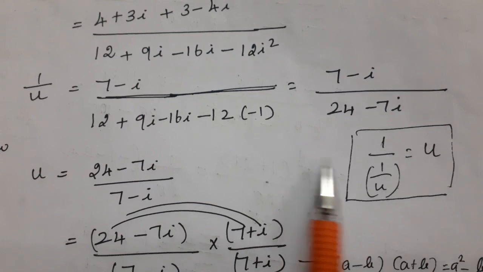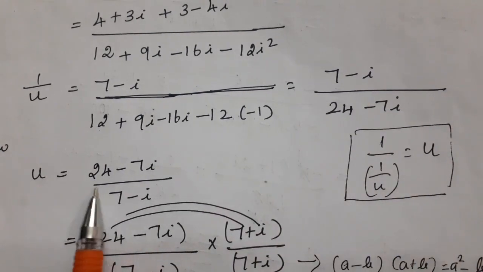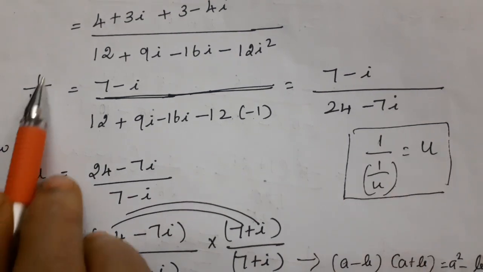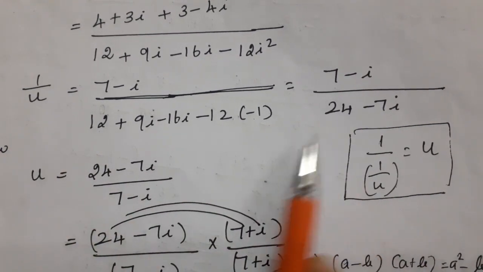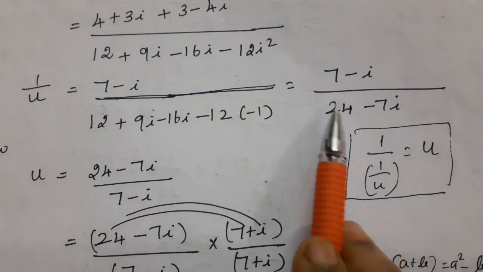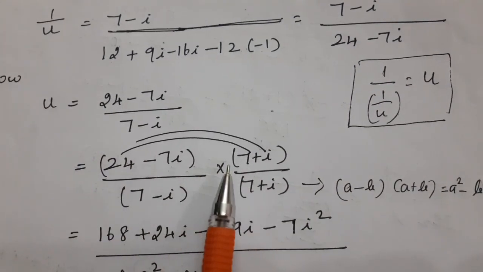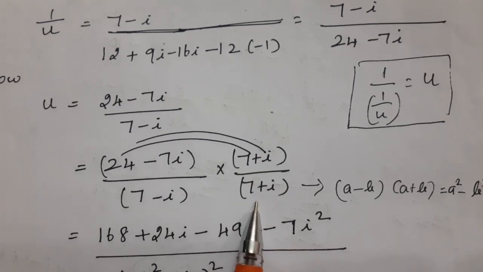So what is u? Division means I just write the reciprocal. 1 by u is 7 minus i by 24 minus 7i. Instead of 1 by u, to write u, just take the reciprocal: 24 minus 7i divided by 7 minus i. Multiply and divide by its conjugate. Similarly, multiply and divide by 7 plus i by 7 plus i.